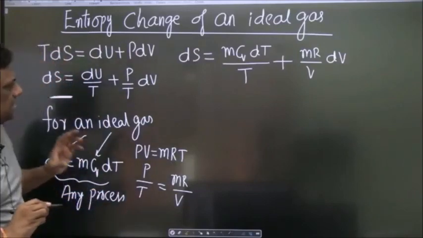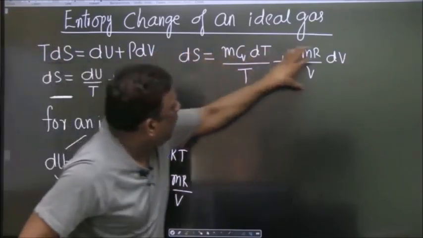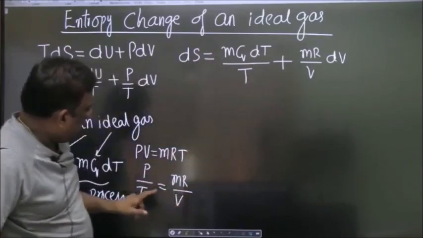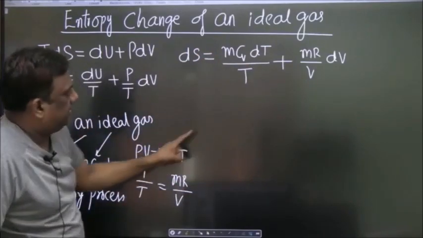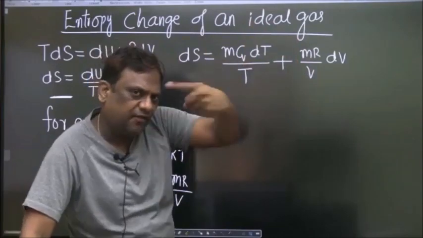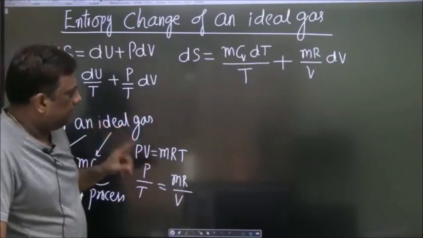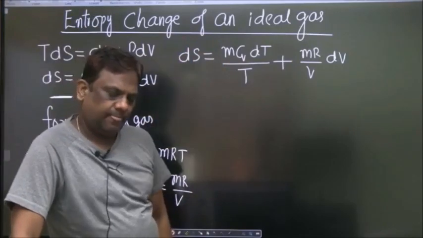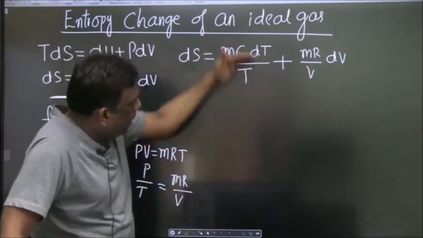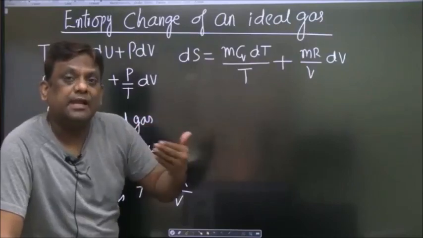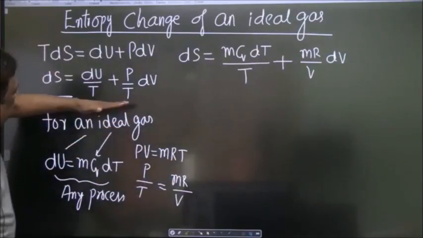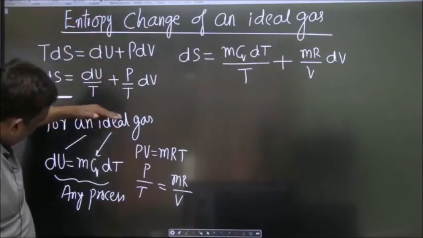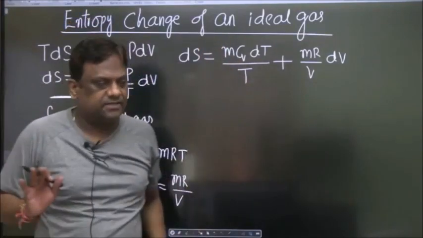From now onwards, it is valid only for ideal gas because I have used PV is equal to mRT in this equation, which is strictly valid for ideal gas, and I have used dU is equal to mCv dT, which is valid for ideal gas. But till now, no limitation was put. Till now, it is valid for anything. From when I put these conditions, it is valid only for ideal gas.